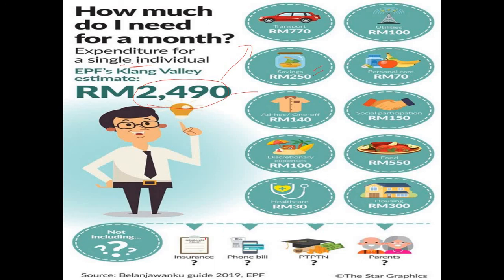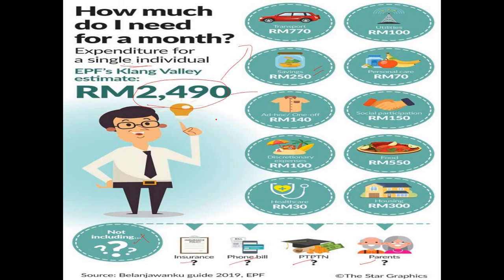And this estimation, this 2,000 plus estimation, is not including insurance, phone bill, and paying back your loan. And also, of course, when you're working you should give some to your parents. So this is actually at a very minimum, because for example housing at 300, can you get a rental of 300? So this is actually at the lower end.